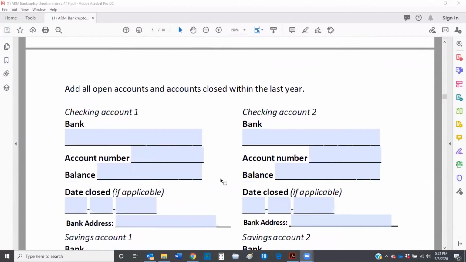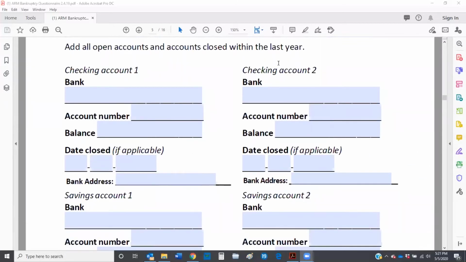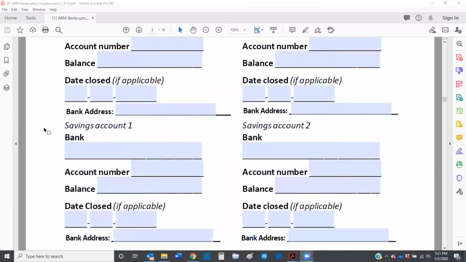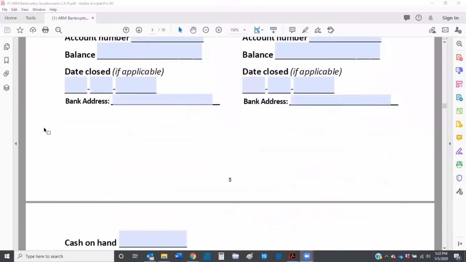The following pages are going to talk about financial accounts. So there's 2 areas for checking accounts, 2 areas for saving accounts. You'll notice that it asks what bank it is, the account number, the balance. If it was closed, please write the date it was closed and the bank address. The court will want that information. So you'll see there's sections for checking, savings, as well as money market and brokerage accounts.